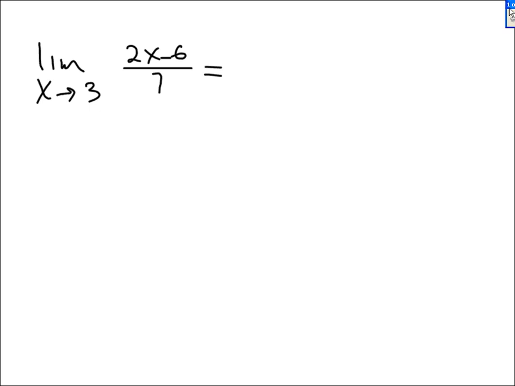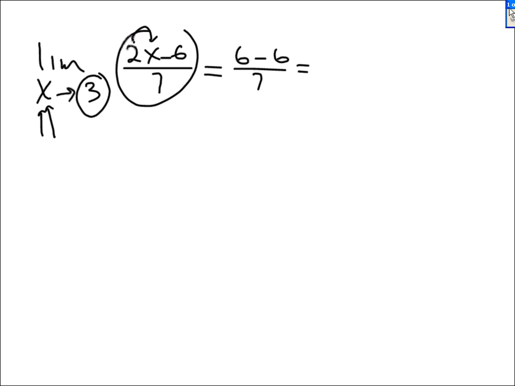You should always substitute this number in here for that letter. So substitute 3 for x. 2 times 3 is 6. Take away 6 over 7. 0 over 7, that's 0. 7 times what gives you 0? 0. So that problem is done. The limit is finished.